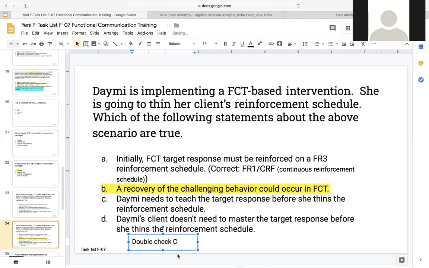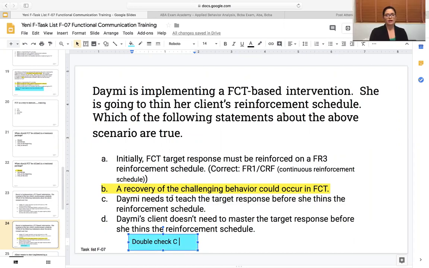When you thin it too quickly, or you thin it too much, like you thin it where they're waiting an extremely long time to get the reinforcer, then you might see challenging behaviors as a result. Yes. So you cannot go too fast. This is one of the things that could happen. Okay.